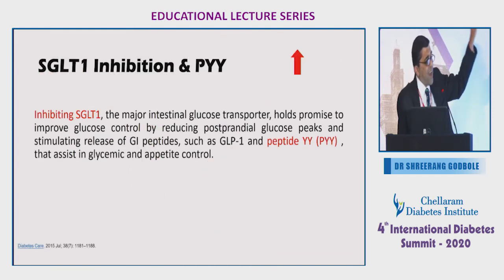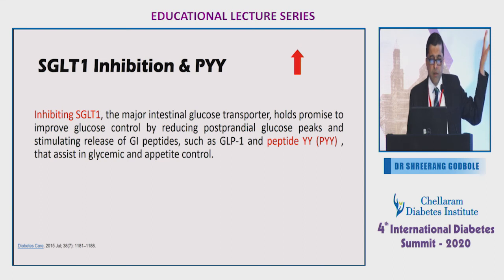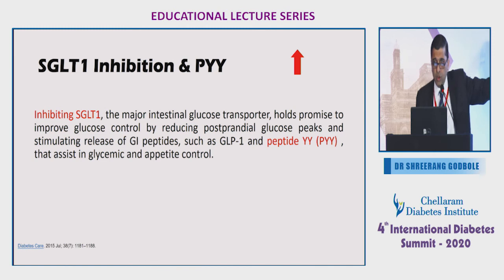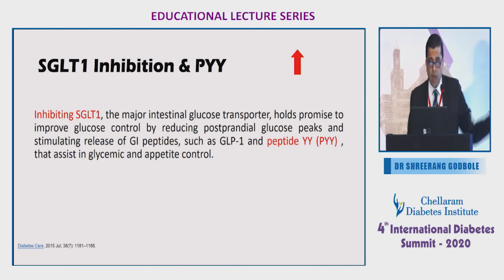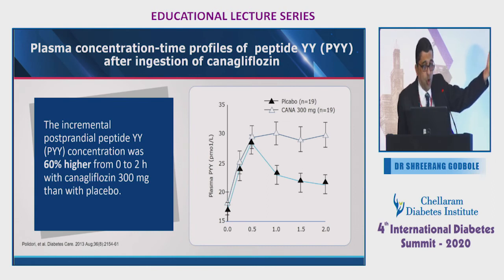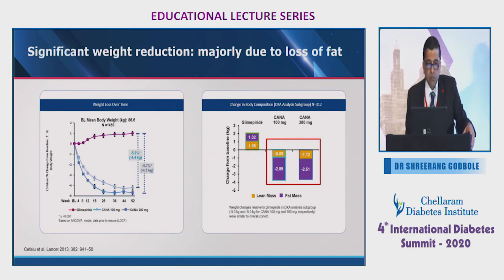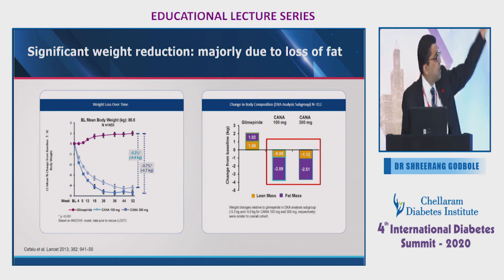So, in fact, if you inhibit SGLT1, it not only increases GLP-1, but it also increases the release of peptide YY, and that assists in glycemic and appetite control. It's the same sort of graph which I showed you with GLP-1. The same thing happens with peptide YY. You get approximately 60% higher levels of peptide YY from 0 to 2 hours with Cana 300 compared to the placebo.